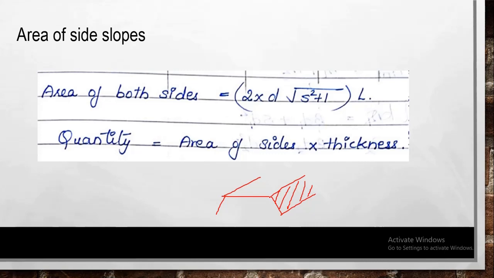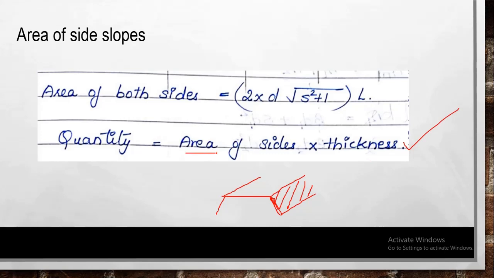To calculate the quantity, we first need to find the area and then multiply it with thickness. Suppose there is a thickness of materials used here. So this area multiplied by this thickness will give you the quantity of materials. Sometimes the side slope will be filled with some tiles or similar material blocks. So there, if we need to calculate the quantity, we can use the formula. Quantity is equal to area of sides into thickness.